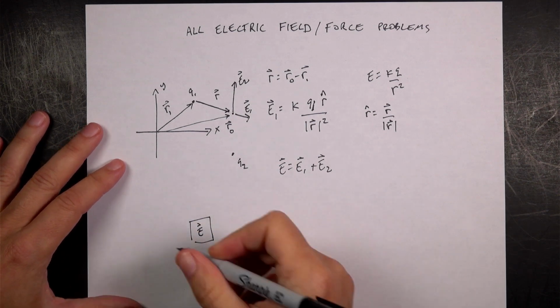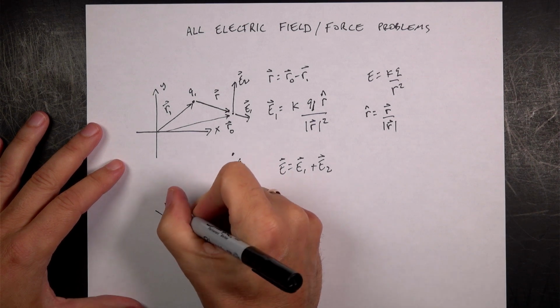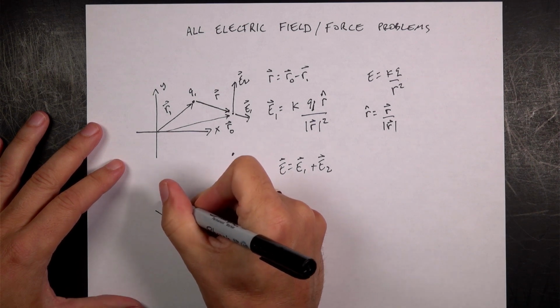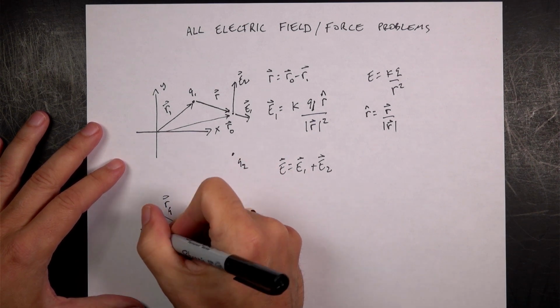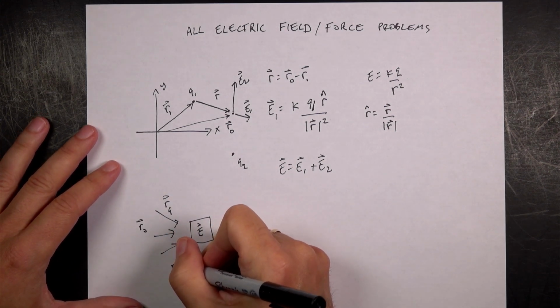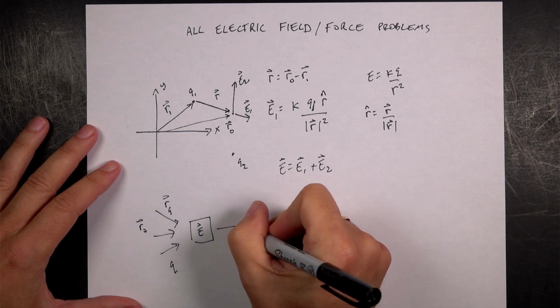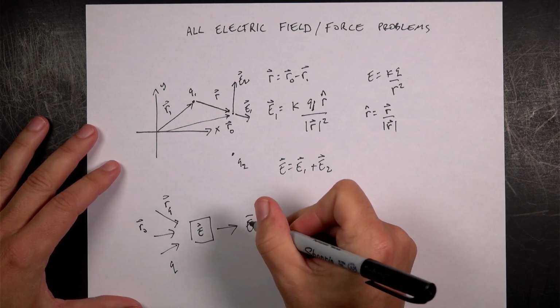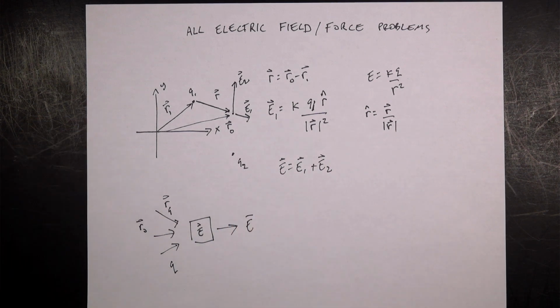I won't put an arrow over it. And we need to feed it RQ, the location of the charge. We need to feed it the observation location, and we need to feed it the actual charge, and then it will give us the electric field vector. And then once we have a function, we can use that function to find the electric field due to multiple parts and add them up.